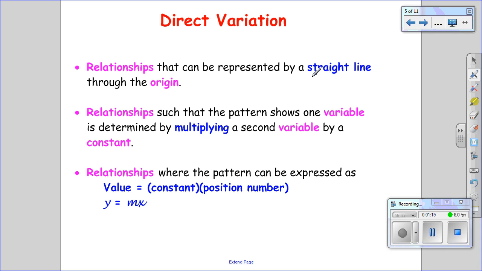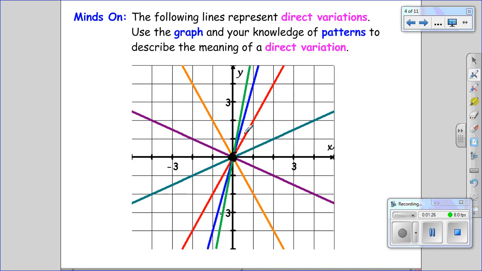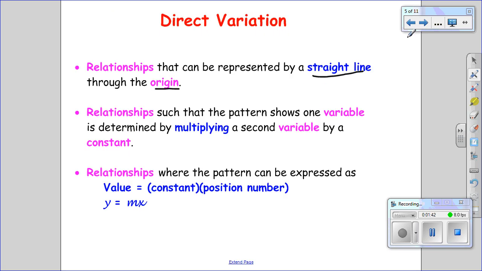Direct variations are always straight lines through the origin. If I look at all of those lines, they're all linear, they all have a slope, and it's always a constant times the x value. So if I look at this red line here, if I multiply x by 2, I get the y. 1 times 2 is y. When x is 2, 2 times 2 is 4, and there's my y value. So a direct variation always shows one variable is determined by multiplying a second variable by a constant, or the value is equal to a constant times the position number.